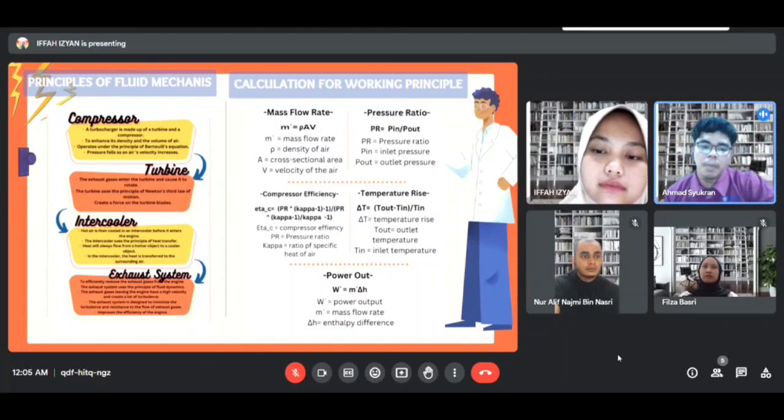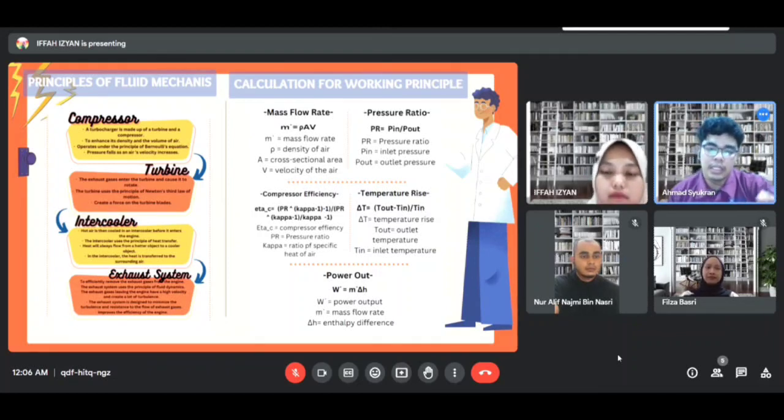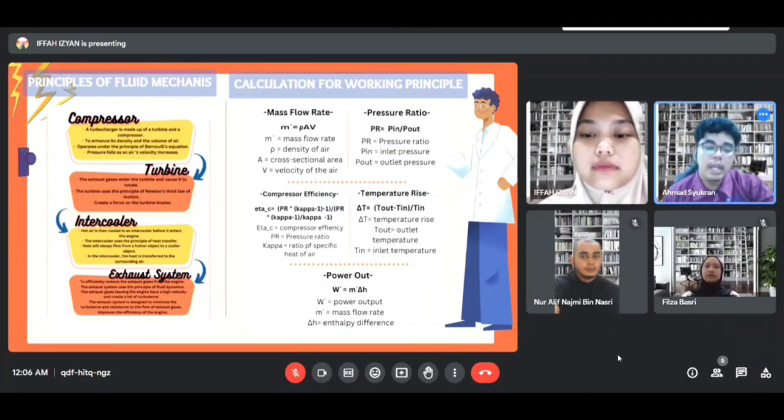Okay, third is compressor efficiency. The compressor efficiency is a measure of how well the compressor is able to compress incoming air, and it can be calculated using the equation shown here. Fourth is temperature rise. The temperature rise is the increase in temperature of the air as it passes through the turbocharger, and it can be calculated using the equation delta T equals T out minus T in, divided by T in.